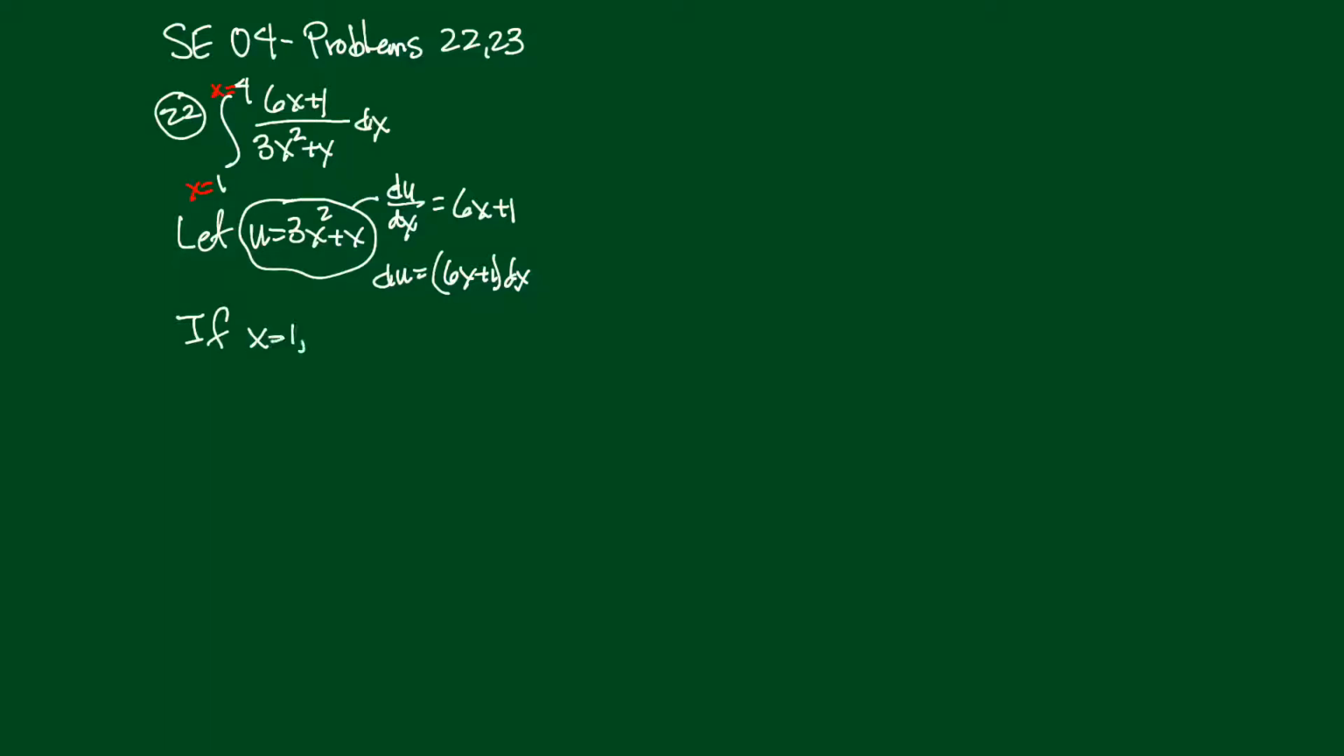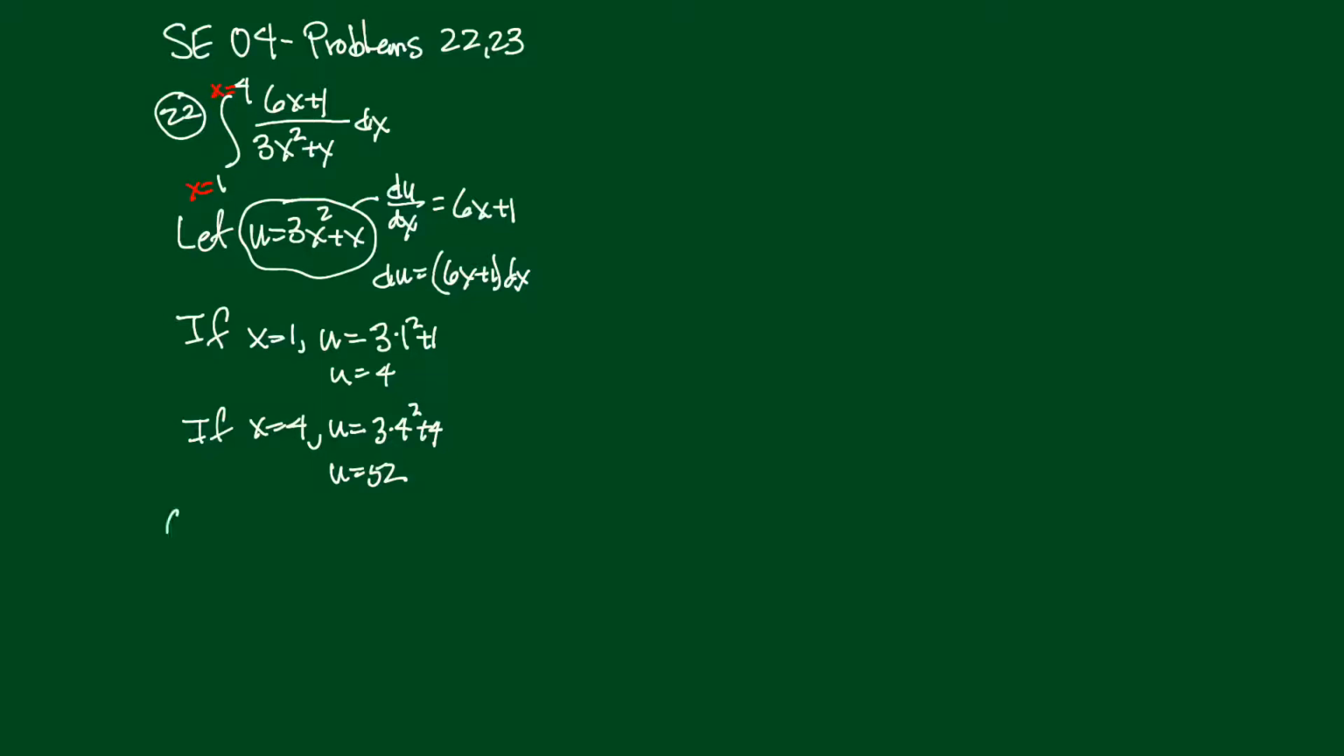If x is equal to 1, what do we get for u? Well, here's u, right? U is related to x. So now I'm saying x is 1. So what are we going to get here? 3 times 1 squared plus 1. So what do we get here? 4. All right, so if x is 1, u is 4. And then if x is 4, u is equal to, here's our u. Substitute 4 in there. We'll get 3 times 4 squared plus 4. So 16 times 3 is 48, 52.